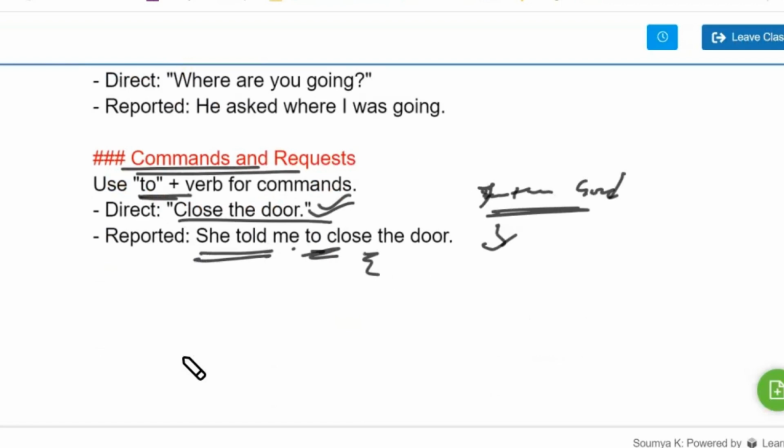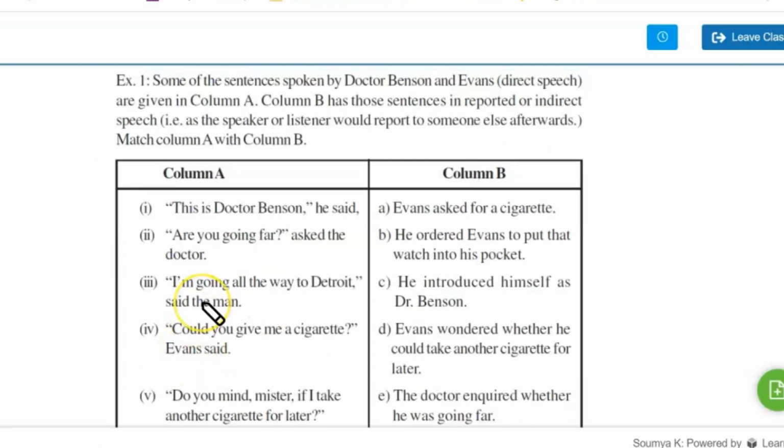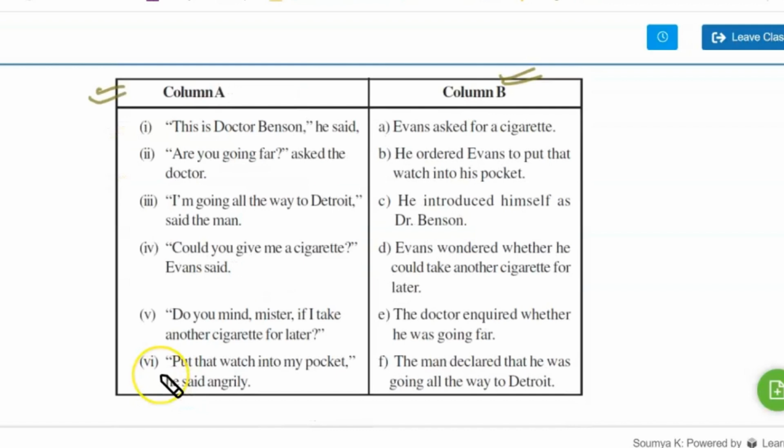Let's see the exercise question from the lesson, A Case of Suspicion, and solve it. The first question: some of the sentences spoken by Dr. Benson and Evans are in direct speech, in column A. Column A contains direct speech, and column B has those sentences reported in indirect speech. You have to match which one stands for which one. The first one is, this is Dr. Benson, he said. That means Dr. Benson is telling about himself.